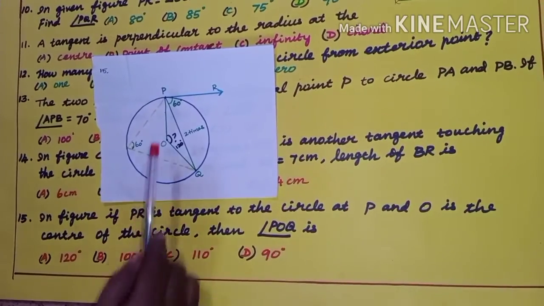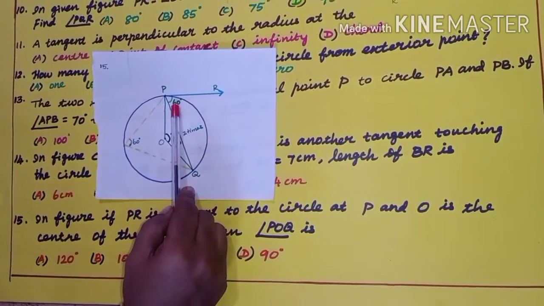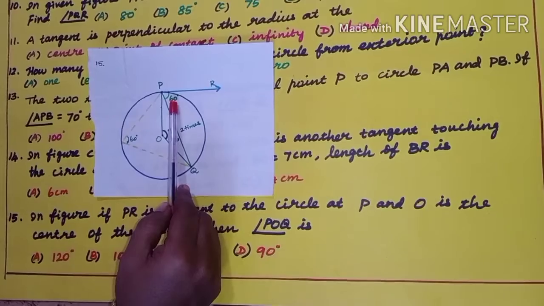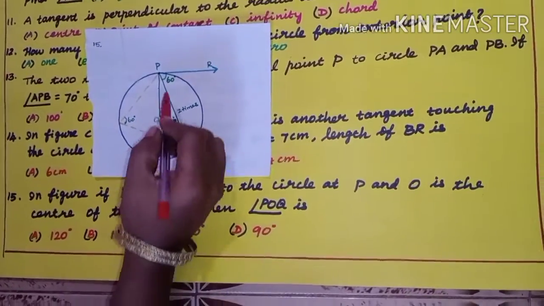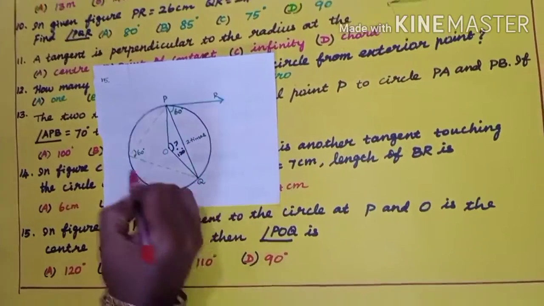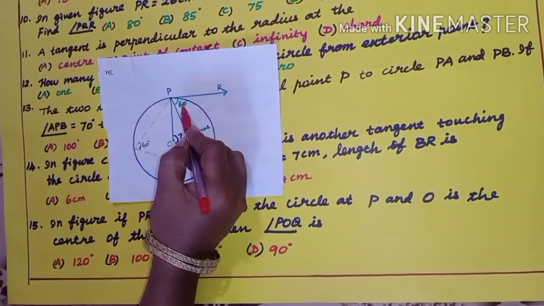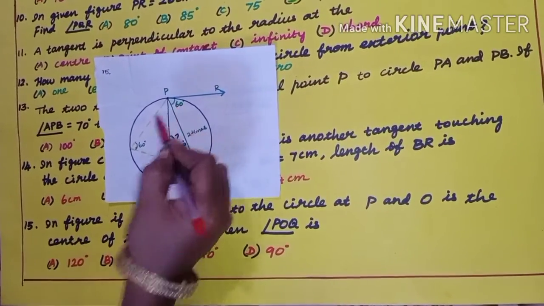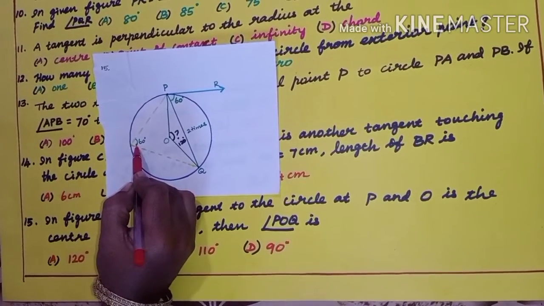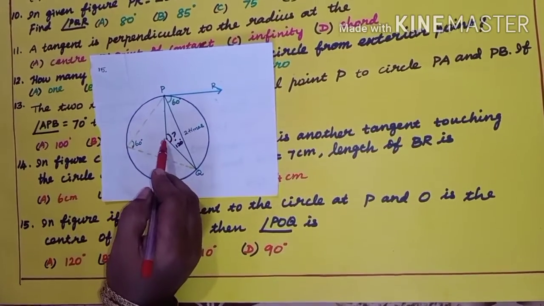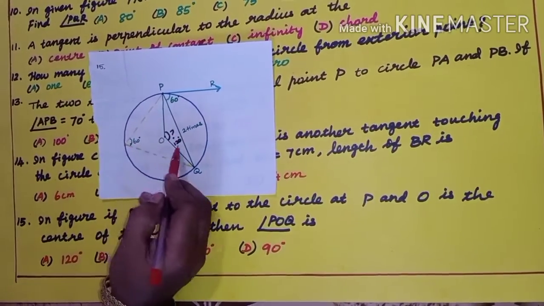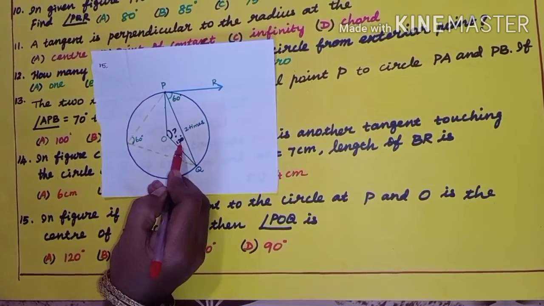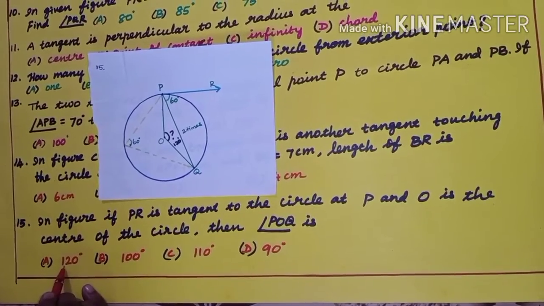In the figure, PR is a tangent and angle RPQ is given as 60 degrees. Find angle POQ. In this triangle, this is 60 and this is also 60 degrees. In 9th standard, we learned the central angle is 2 times the angle at the vertex. So 2 times 60 is 120. So 120 is your correct answer.